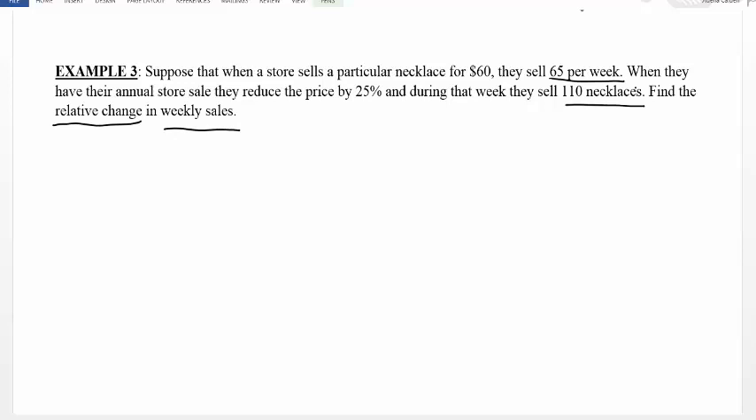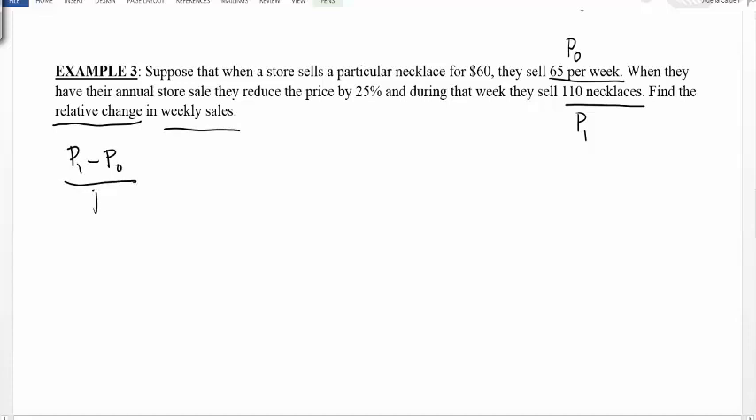So here, since we typically sell for $60, that means that the 65 necklaces per week is our original amount, because that's the amount we typically have and that we're comparing to. 110 necklaces is the new amount that comes with our sale. So when we plug this into our formula, we have P sub 1 minus P sub 0 over P sub 0. We're going to plug these numbers in just like we've been doing. We have 110 minus 65 divided by 65. So again, we're going to go to our calculator for this.